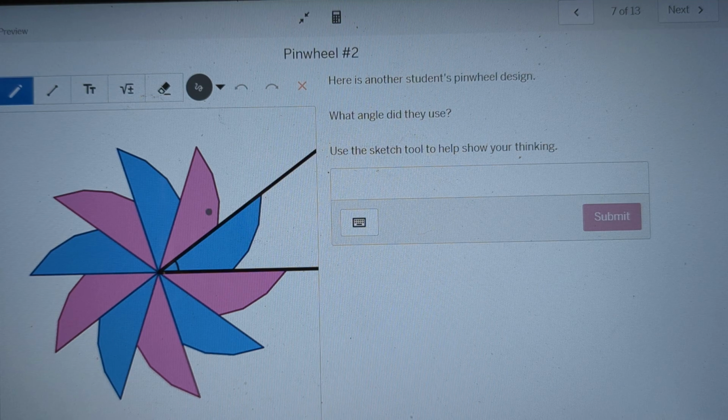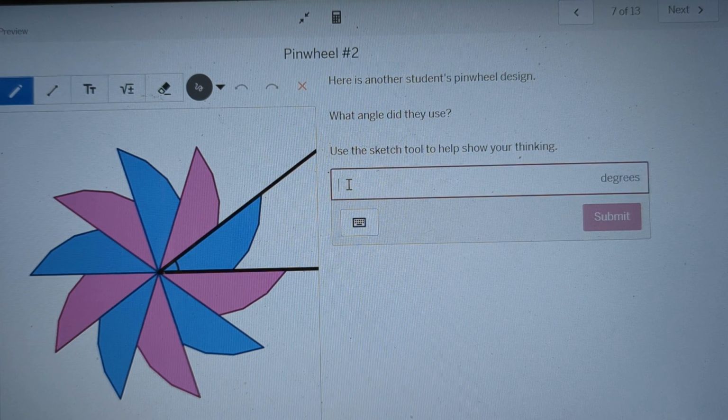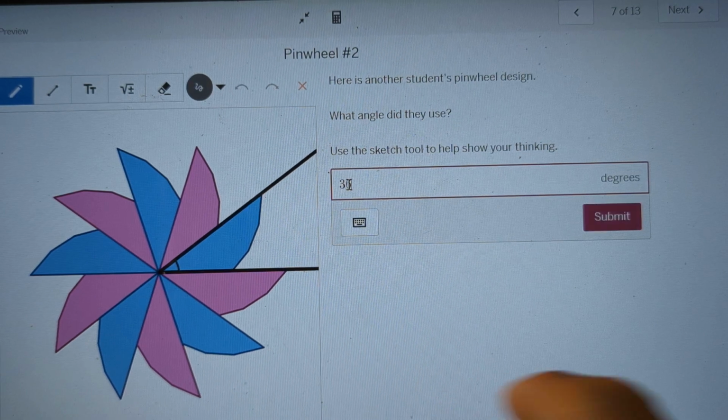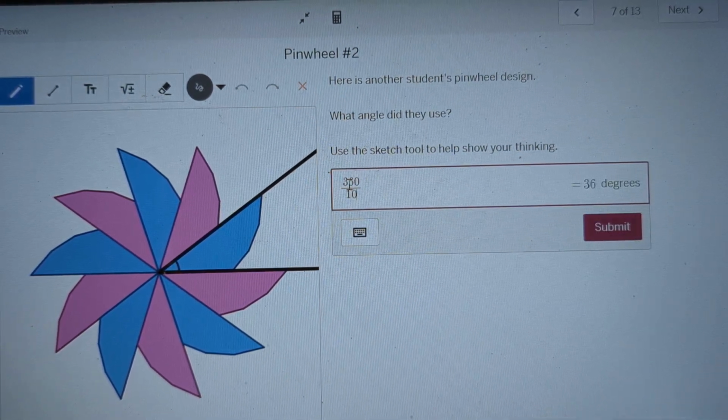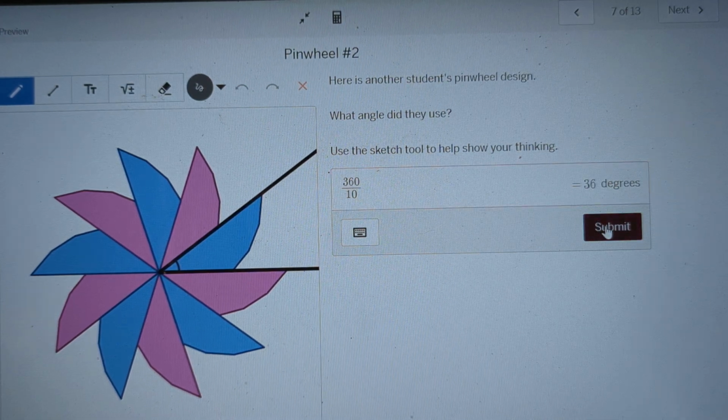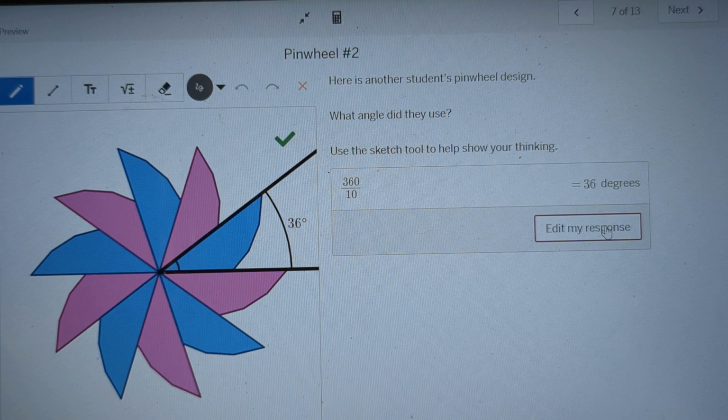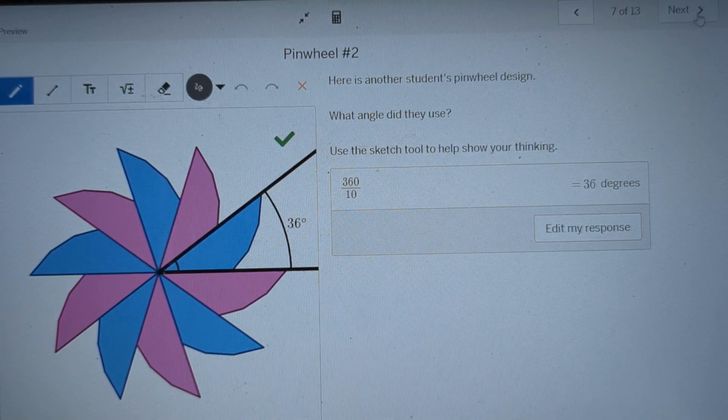So we'll take 1, 2, 3, 4, 5, 6, 7, 8, 9, 10. So you can probably almost guesstimate what that's going to be, right? If I have 360 and I divide it by 10, I should come out with exactly 36 degrees. That's how you do it. Good job. That was simple. Let's go to the next one.